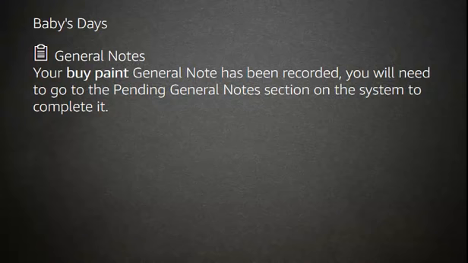Once again, Alexa's added our general note and told us to go to the pending general notes section, which we do on the system, and we can edit it and save it so that it then appears live on the system. You will notice that whenever I asked Alexa to do something on the system, I always gave her the child's name in the sentence. That isn't actually necessary if you prefer to do it a different way.